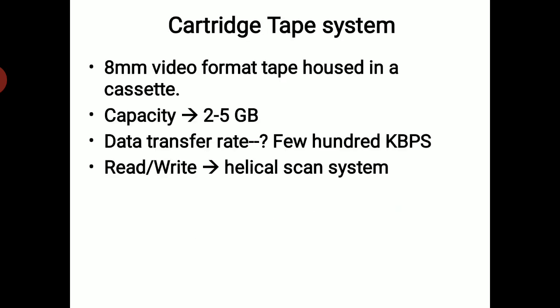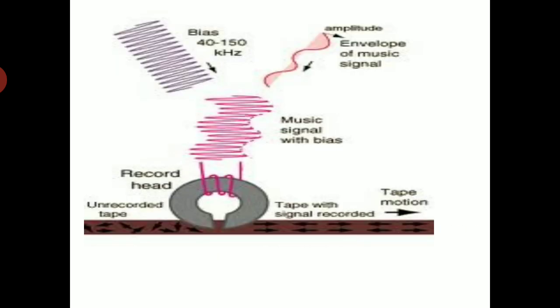Cartridge tape depends upon the 8 mm video format. The capacity will be up to 2 to 5 GB, with a data transfer rate of a few hundred kbps, and it uses read-write helical scan systems. So this shows the recording head.